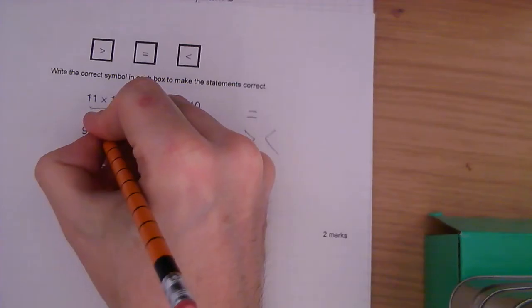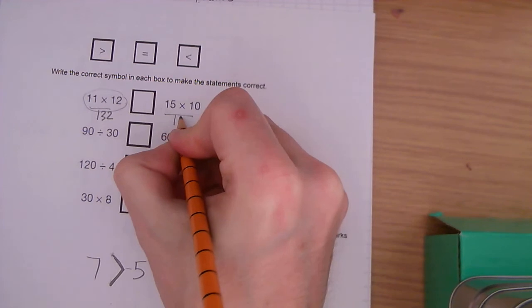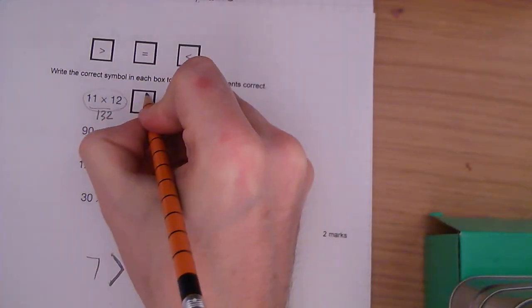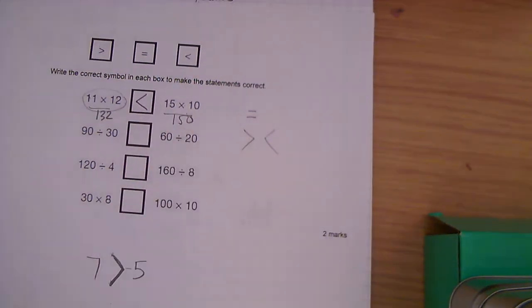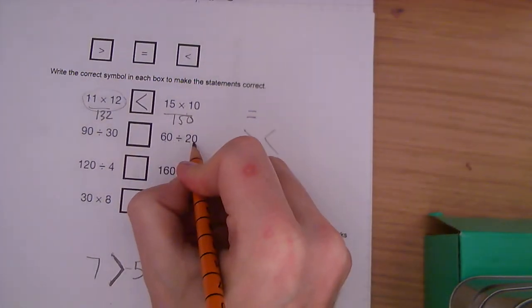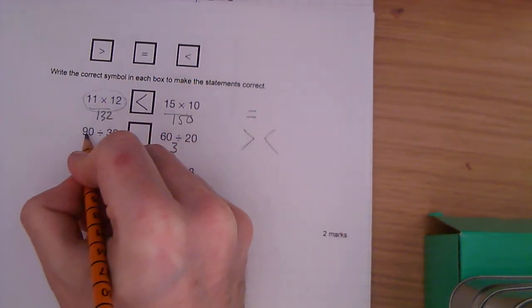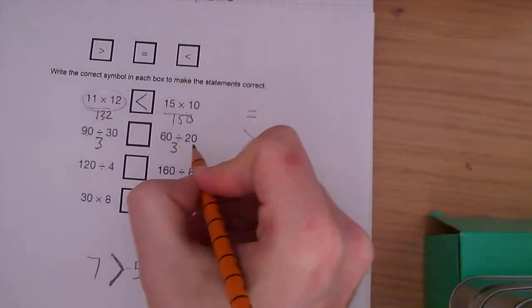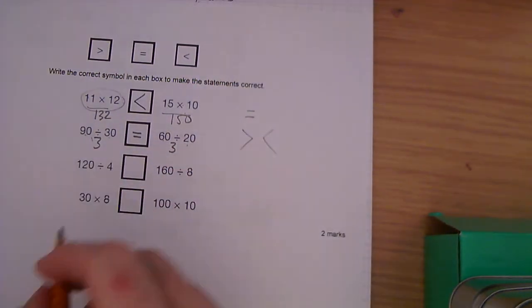So 11 times 12 is 132. So you work out each number sentence first, and then once you've done that, you put your arrow in. Don't just guess the answer, work out each side first. 60 divided by 20, 20, 40, 60 is 3. 90 divided by 30 is 3. So they equal, they balance. That side balances that side.